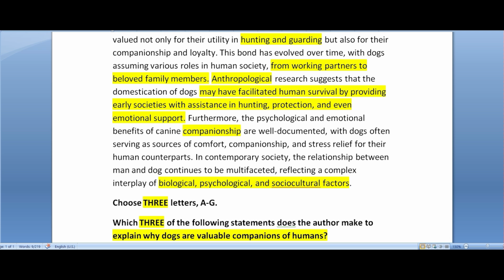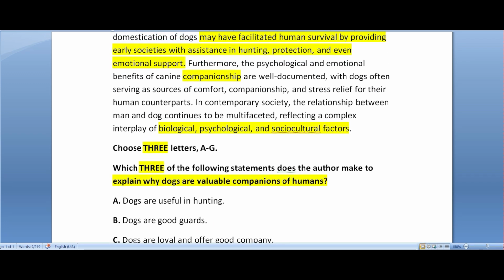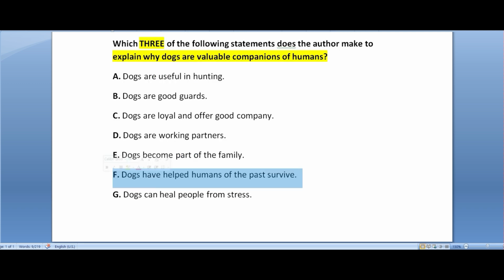Can you see what's going on here? The dogs may have facilitated, and the option says dogs have helped humans of the past survive. They are quite different, if you ask me, and not only because of the use of "may" that is presented as a given in the option, but also because the meaning is quite different too. The option, dogs have helped humans of the past survive, suggests specific situations in which dogs helped them survive. But this is far from the actual meaning conveyed in the text.